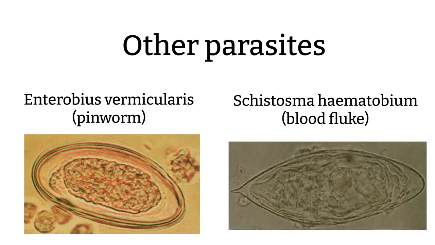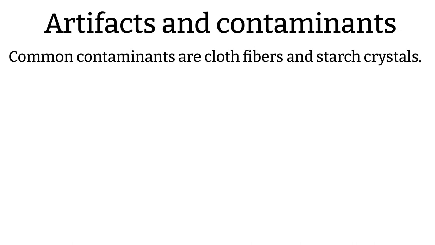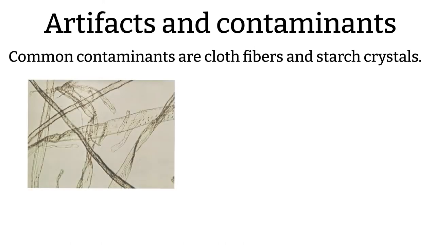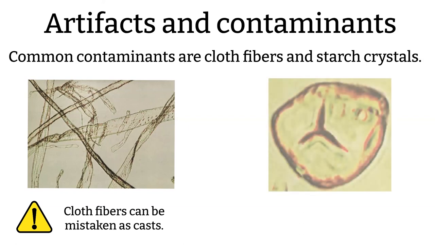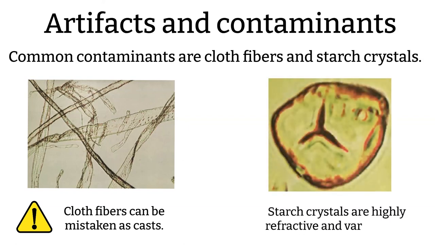Now, let's talk about artifacts and contaminations. The most common contaminations that I personally saw when I was doing urinalysis are cloth fibers and starch crystals. Cloth fibers are the most common type. They come from clothing, diapers, and lens paper. Fibers can be mistaken for casts, so you have to be very careful. But since the fibers are artificial, when you look in the microscope, the edges are a lot sharper than casts. Starch crystals are round or oval, highly refractive, and vary in size.